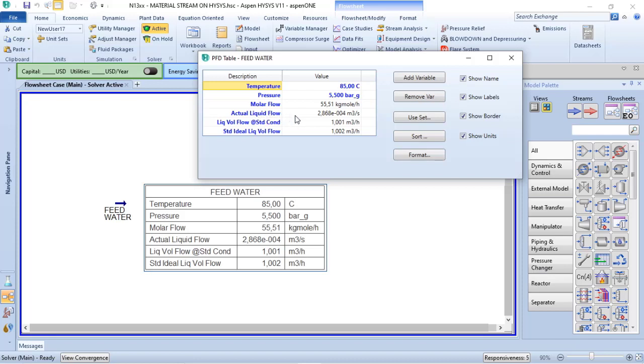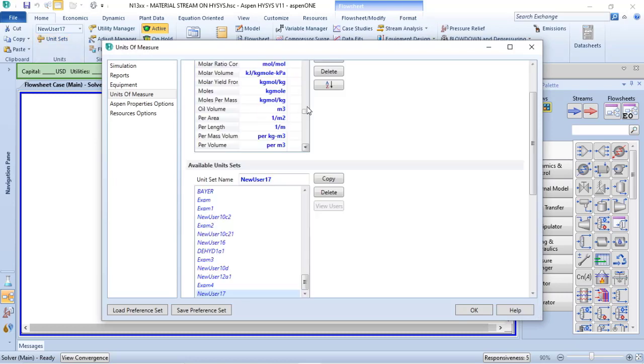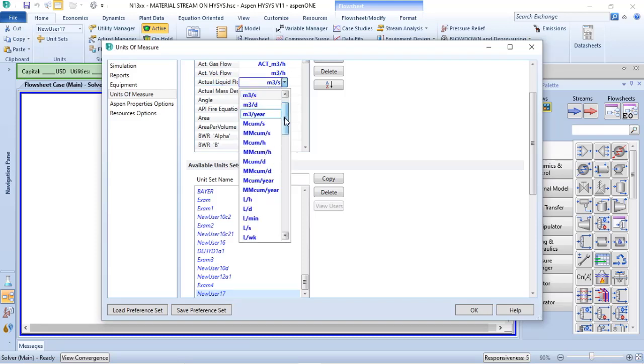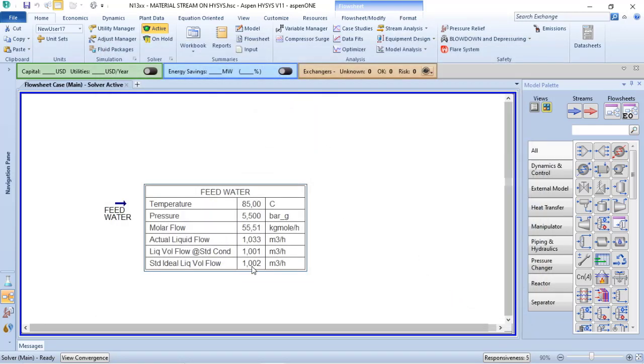I notice that my actual liquid volume flow is based on cubic meter per second, so I will change that to make our life easier. Let's return to unit set. And at the top, I have the actual gas flow and actual volume flow and actual liquid flow. So I will change that to cubic meter per hour. Click on OK. Now all of them are on the same basis.